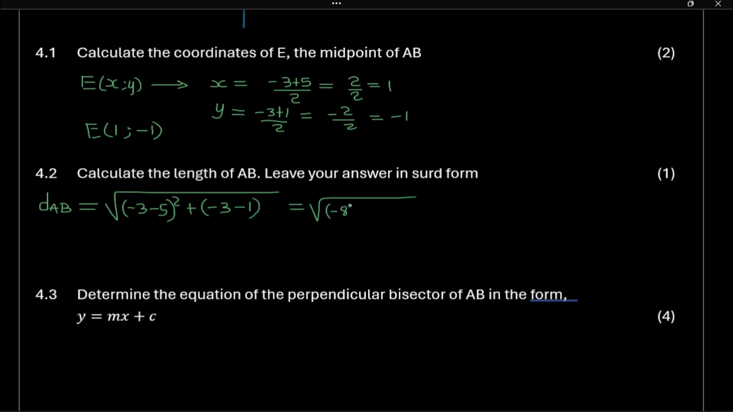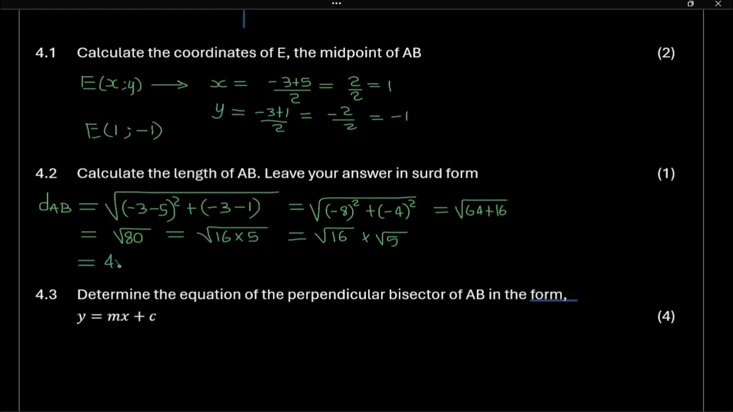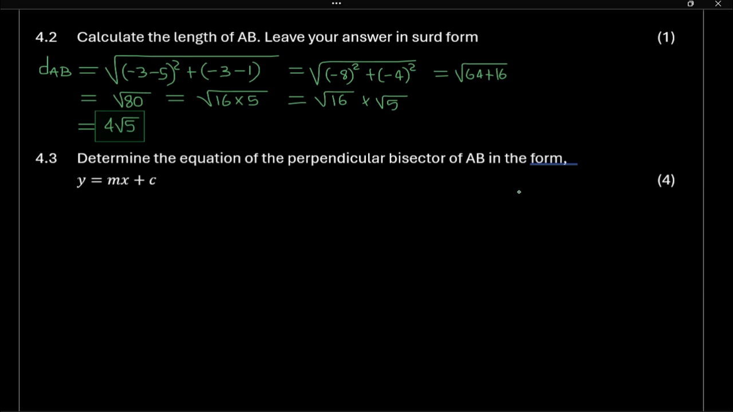So that will give us -8 squared plus -4 squared. So we have 64 plus 16, giving us root 80. Factors of 80: that's 16 times 5, so we can take the root of 16, which gives us 4, and keep the root of 5. So it's going to be 4 root 5. That's in surd form without the use of a calculator. If you use a calculator, you probably get the same thing.